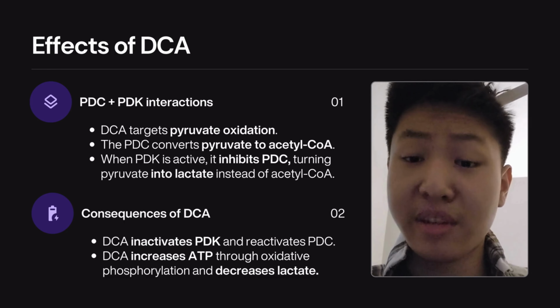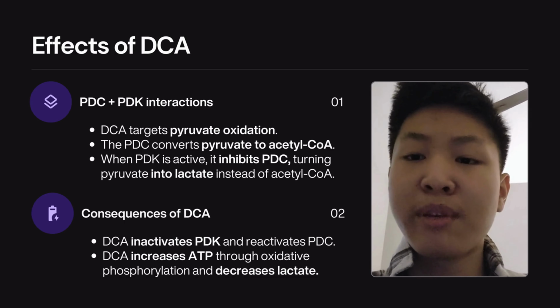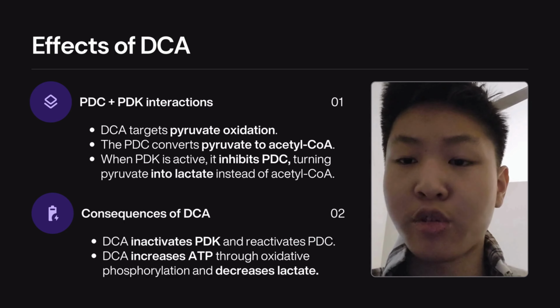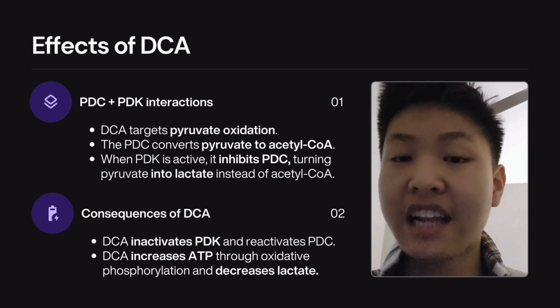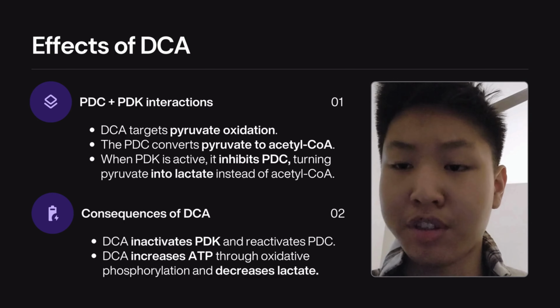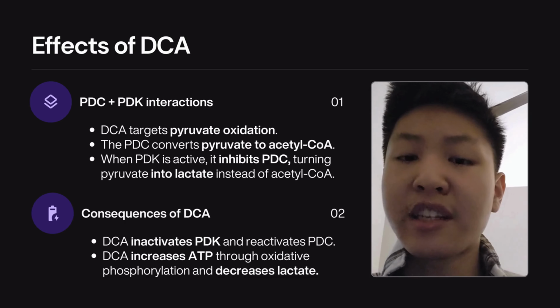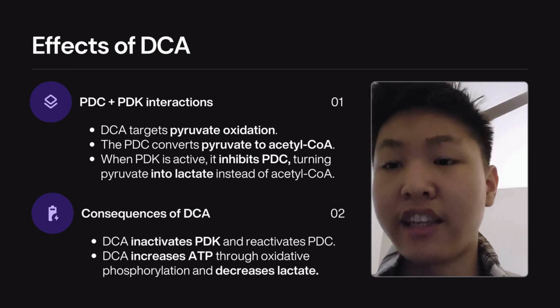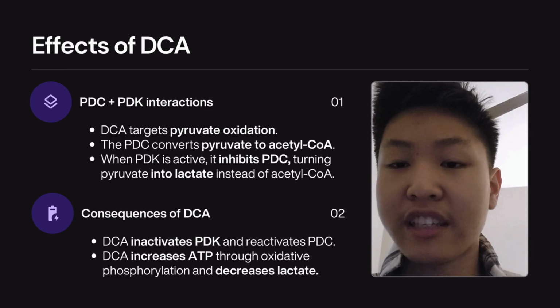DCA alleviates this inhibition by inactivating PDK, restoring PDC activity and thus enhancing the flow of pyruvate into the Krebs cycle. This promotes efficient ATP production through oxidative phosphorylation rather than lactate production, which counters the tendency of cells to rely on anaerobic metabolism. By increasing acetyl-CoA availability, DCA enhances the Krebs cycle and ETC, leading to higher ATP output and reduced lactate accumulation.